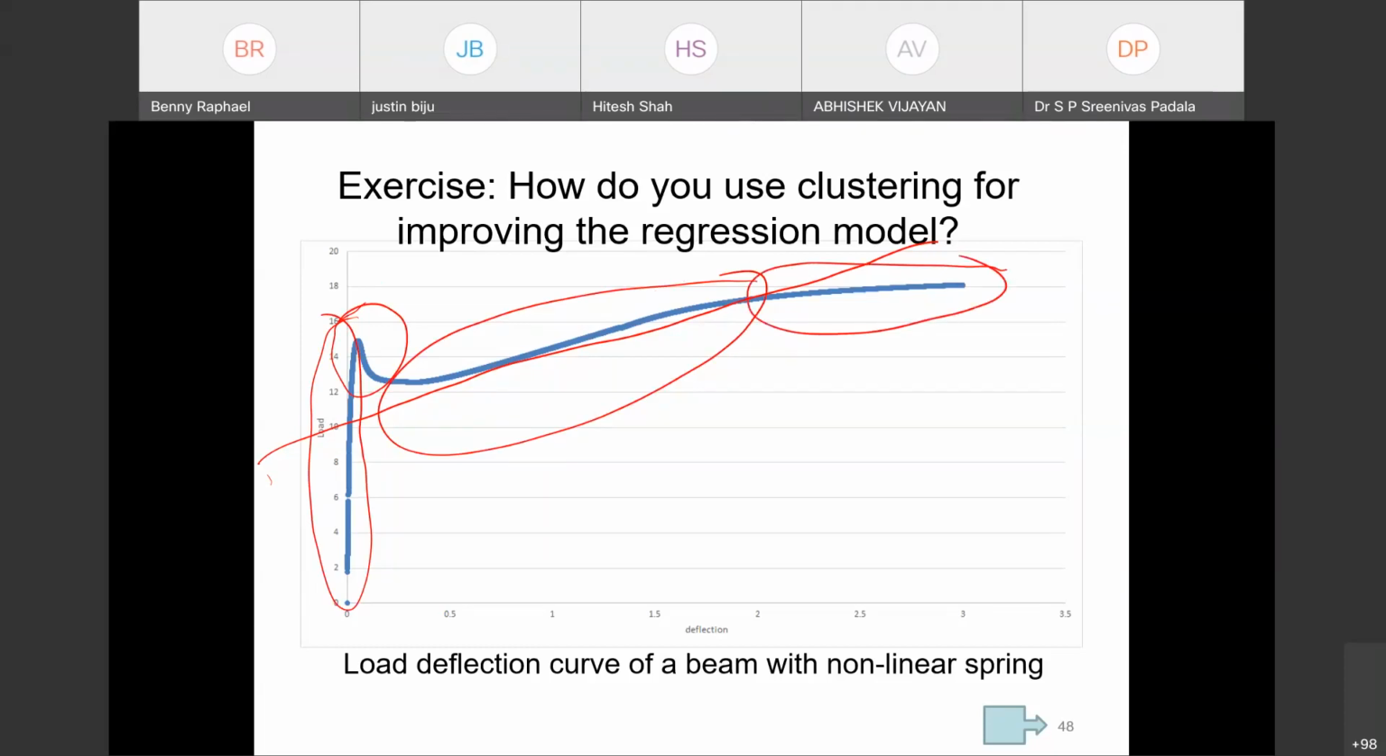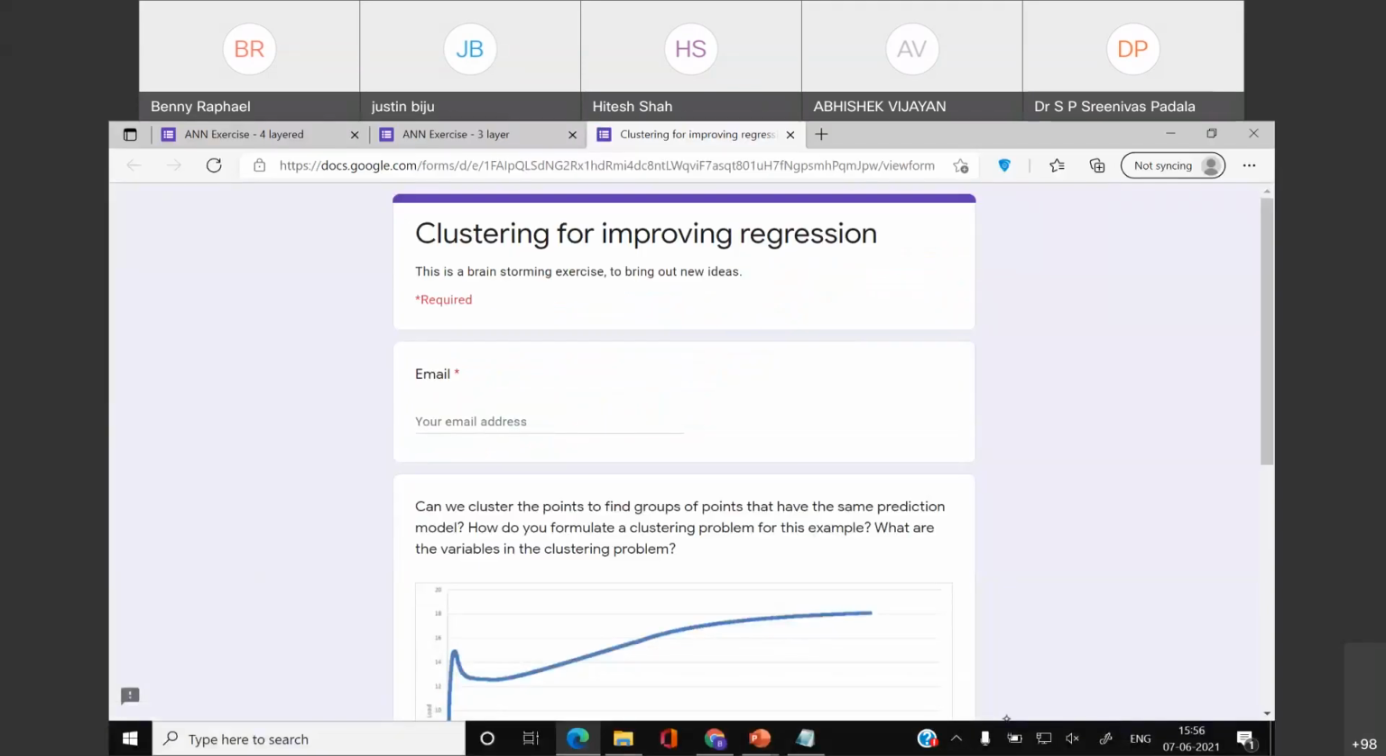So you might be able to find 4 or 5 clusters in the data, and within each cluster, probably you can do a linear regression. And this model, where you have a separate equation for each cluster, is likely to more accurately represent the curve. So we have a small exercise just to see what you have understood.